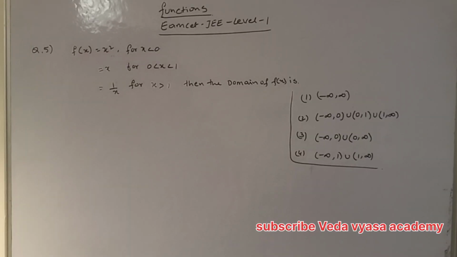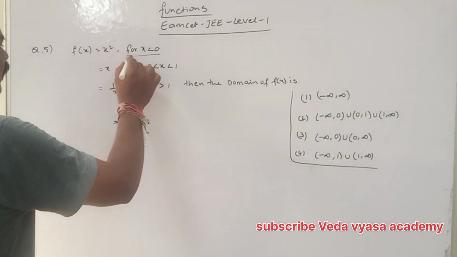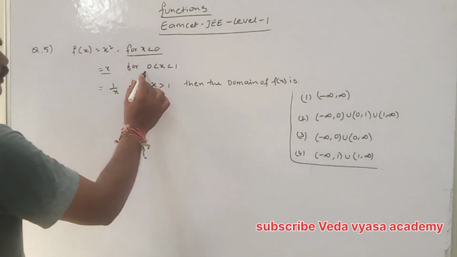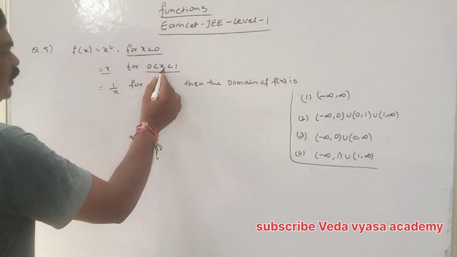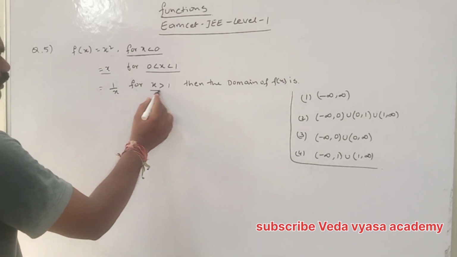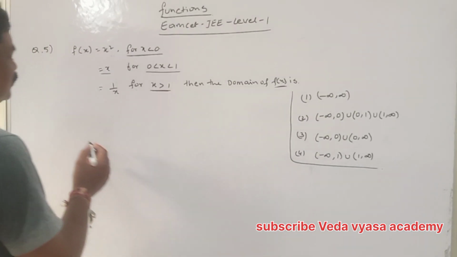We have the problem: f of x is equal to x square for x less than 0, f of x is equal to x for 0 less than x less than 1, and is equal to 1 by x for x greater than 1. Then the domain of f of x is.